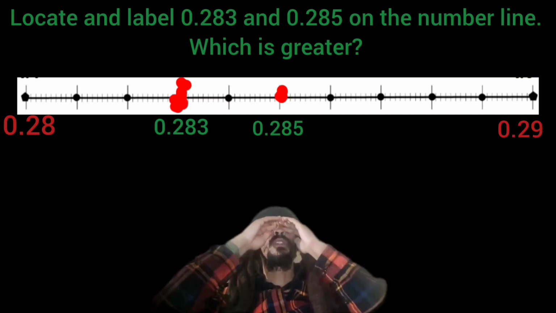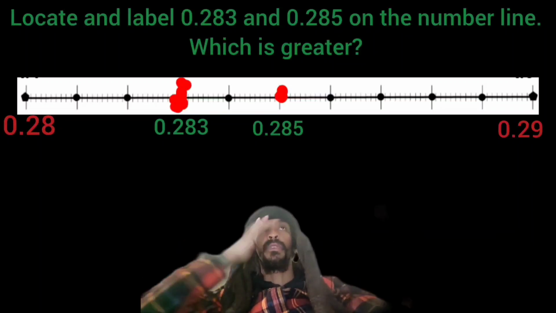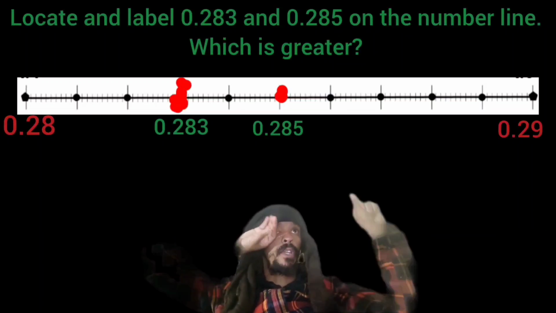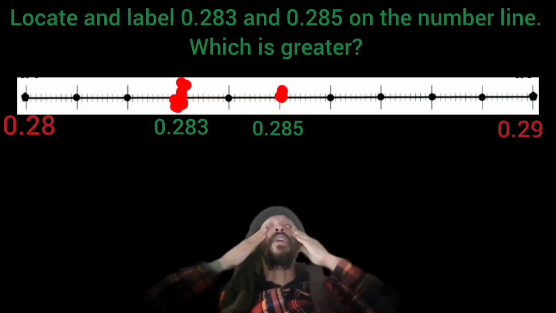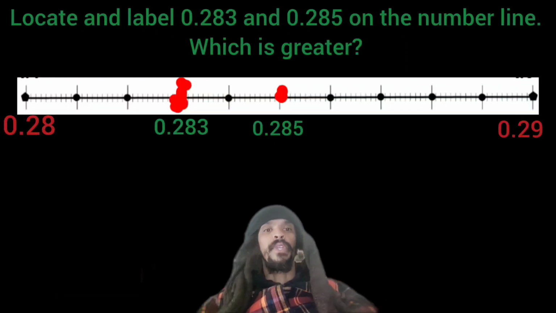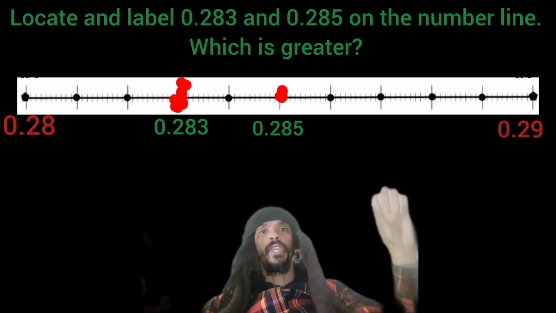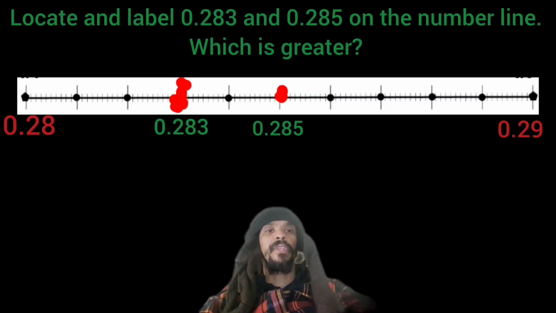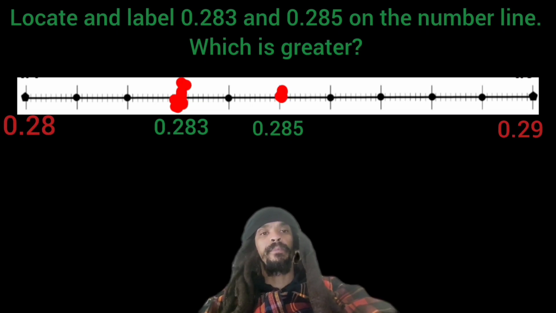Consider what you would like to label as both your beginning and ending numbers. That should depend on the two numbers that are chosen and their placement values and everything like that. Choose those beginning numbers, separate the segments into 10, locate the two numbers, the two decimals, and then figure out which is bigger, depending on where it is on the number line.